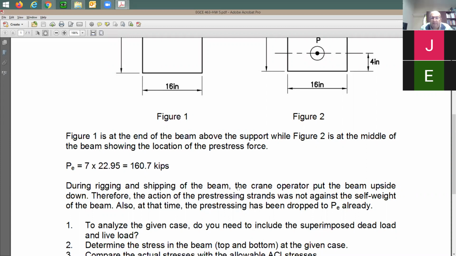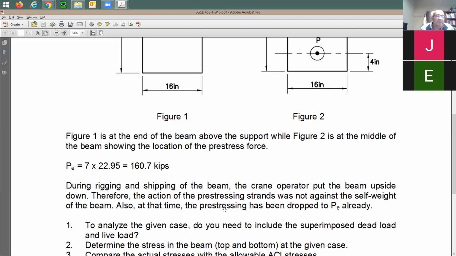Correct? But I don't know the age of this beam. I don't know when it was pre-stressed. But let me continue and read this. It says here, during the rigging, the crane operator put the beam upside down. Therefore, the pre-stressing force was not against, you see, it was supposed to be against. Now it is with the self-weight. It is not against the self-weight of the beam.